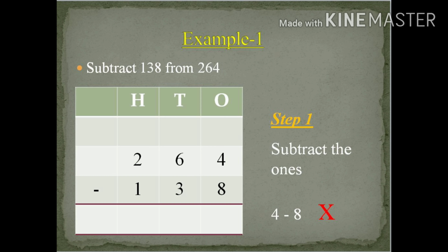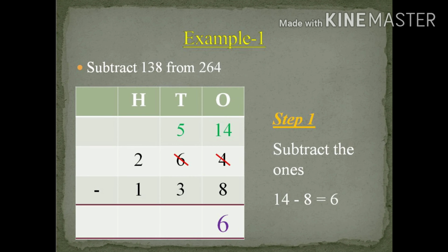In the ones place, the first number has 4 and the second number has 8. We cannot subtract as the first number is smaller. So, we borrow 1 from the tens place. The number in the tens place will become 5 and the ones place will have 14. Now, we can subtract as 14 is bigger than 8.